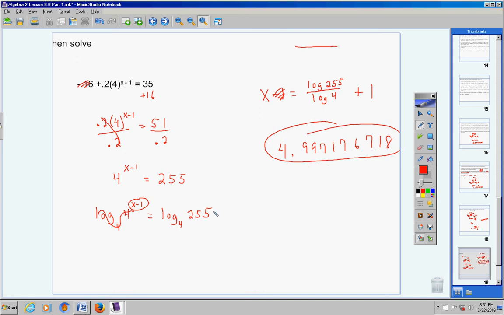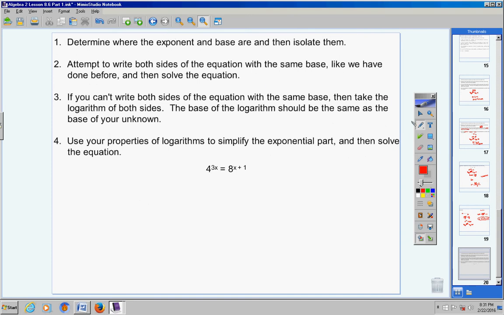Okay? One more and we're finished, guys. One more, okay? Here we go. Now this one here, we're going to be able to use step 2, okay? Alright, step 1, determine where the exponent and the base are and isolate them. We've got 1 on each side. Well, that's a little tricky, but at least this one's isolated over here. And this one's isolated over here, so let's move on.